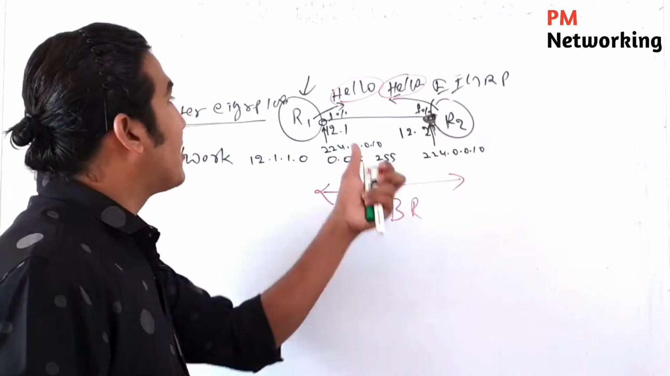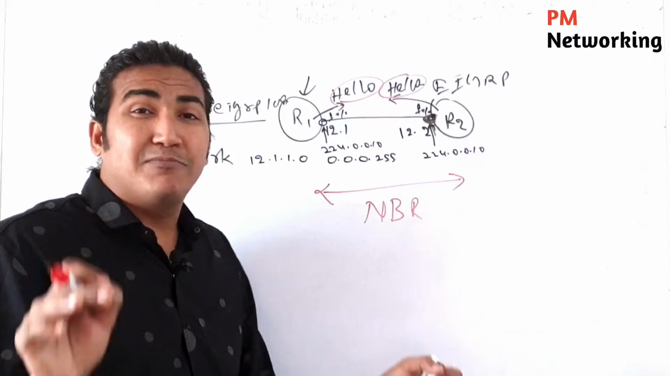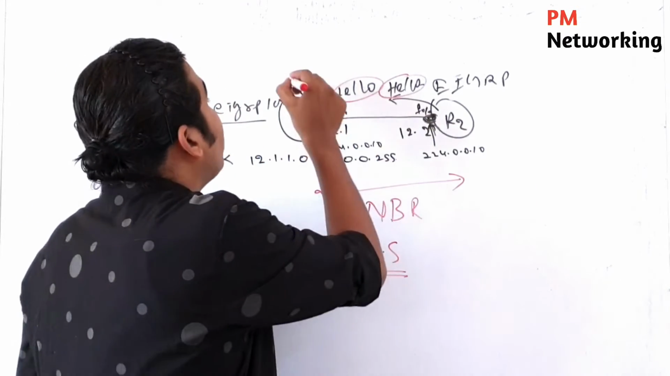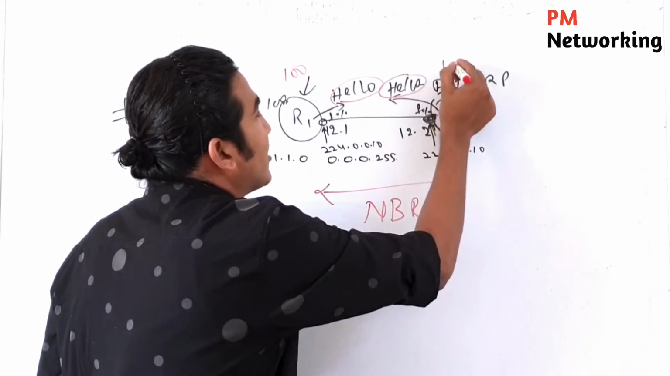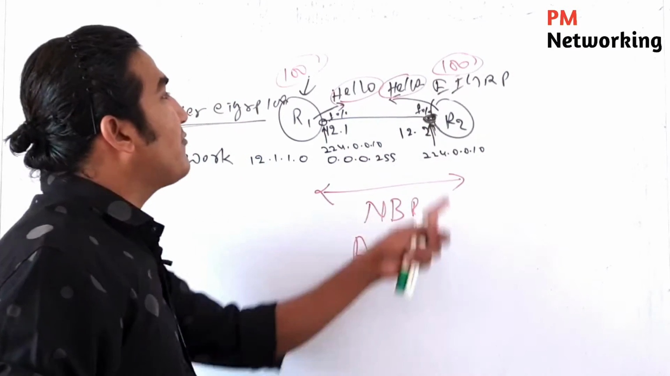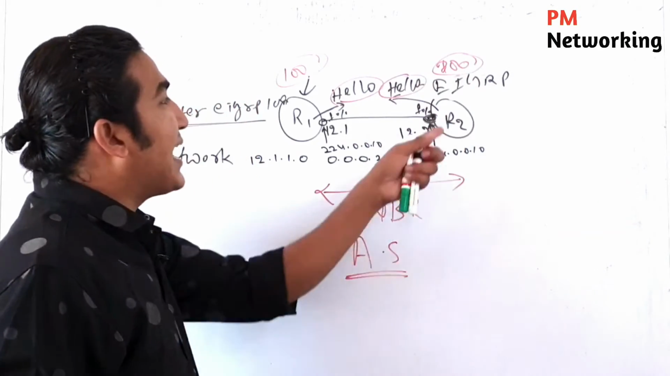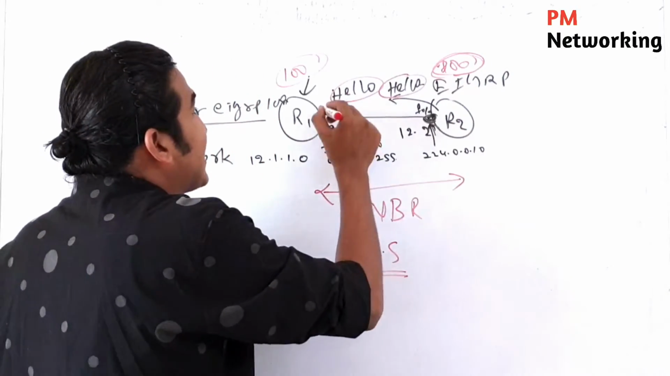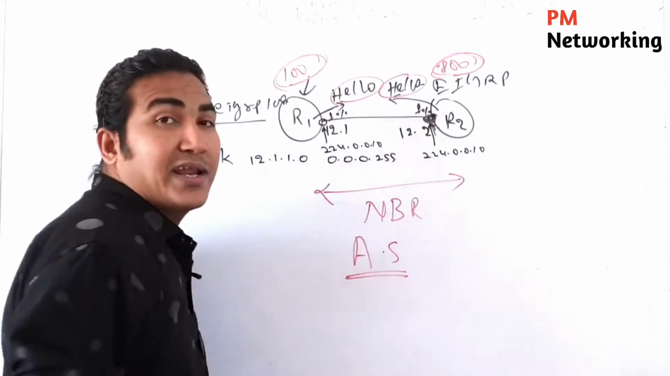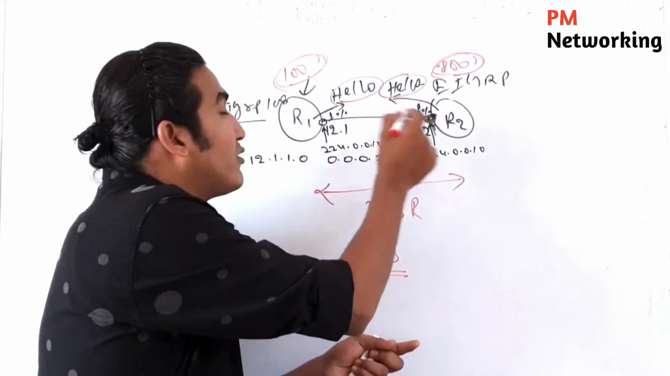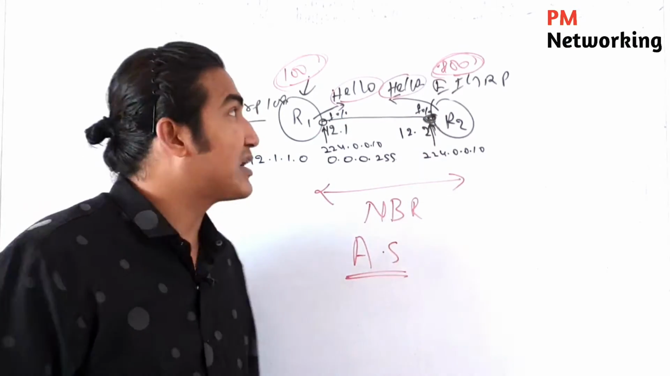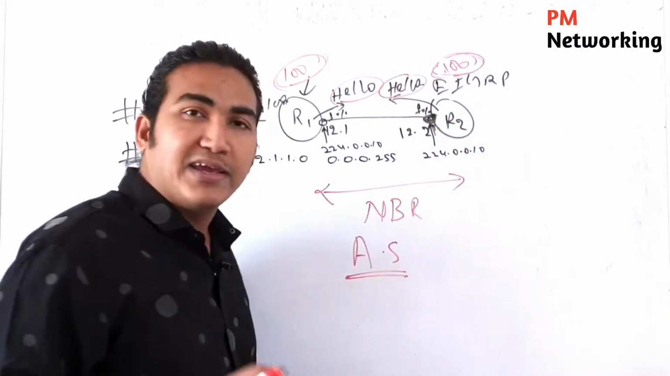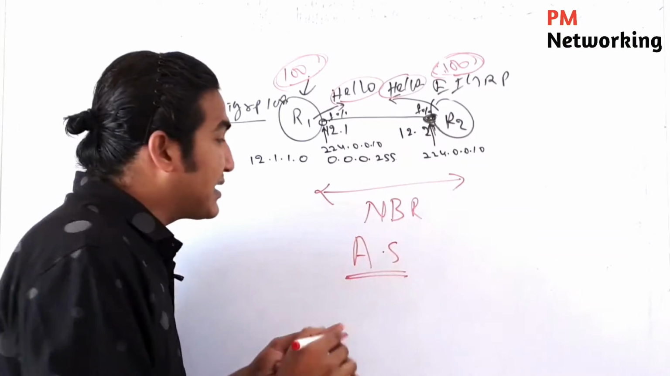What are the parameters which must be matched? That parameter is the AS number, autonomous system number. So I am running EIGRP 100 over here, so we have to configure 100 over here as well, right? If I configure AS 200 over here, then R2 is sending a hello with AS number 200, and R1 is sending a hello with AS number 100. The AS number is mismatched, so R1 and R2 are not going to become neighbors. So to become neighbors, the AS number must match. So you have to configure 100 over here as well, right?